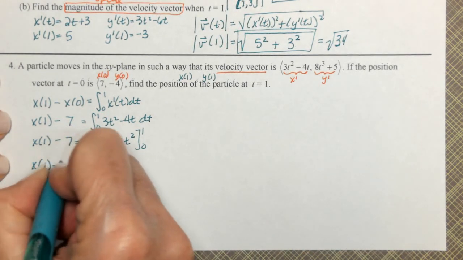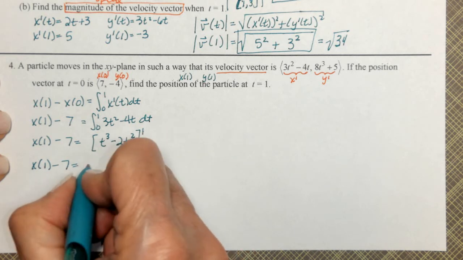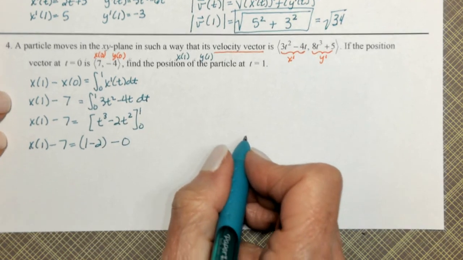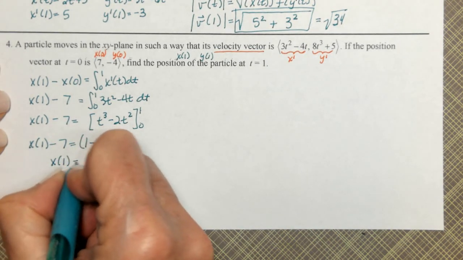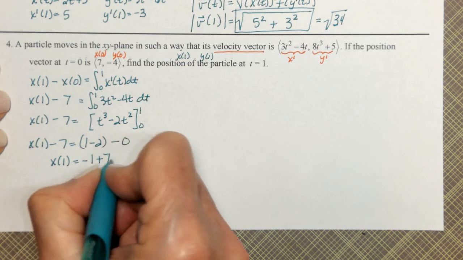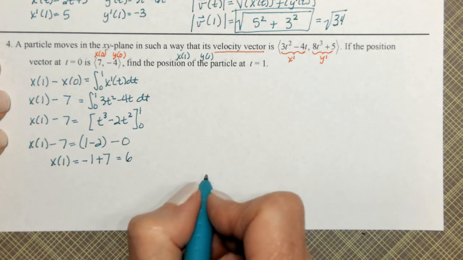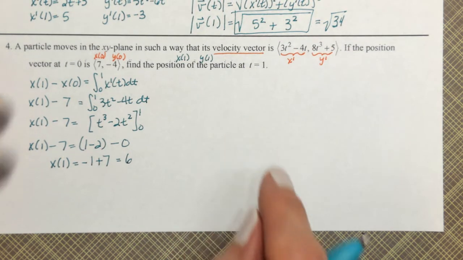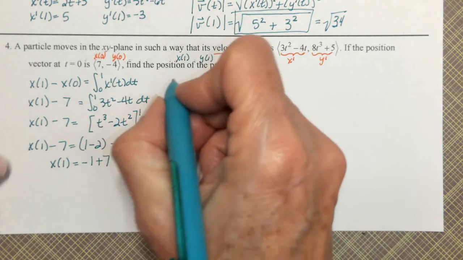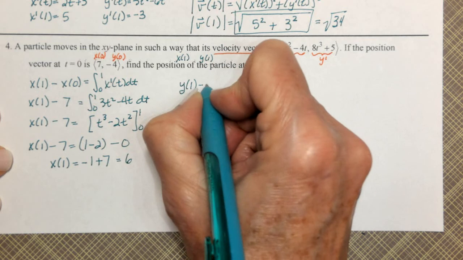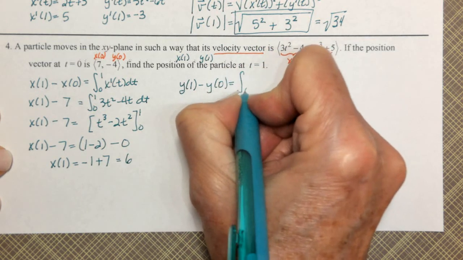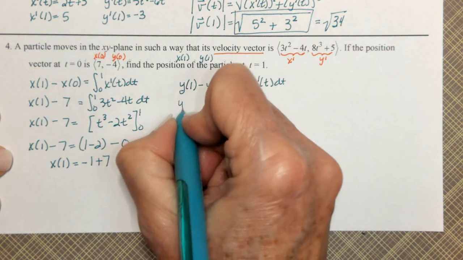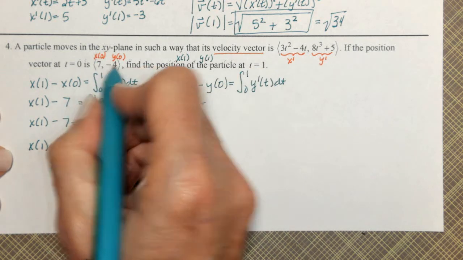And we'll have x of 1 minus 7 is, plug the 1 in for t, we get 1 minus 2. Plug the 0 in for t, and we just get 0. So we have x of 1 is negative 1 plus 7, which is 6. So the x coordinate of the position at time 1 is 6. Now we're going to do the same thing for the y component. Y at time 1 minus y at time 0 is the integral 0 to 1 of y prime. Y at time 0 was given to us to be a negative 4.